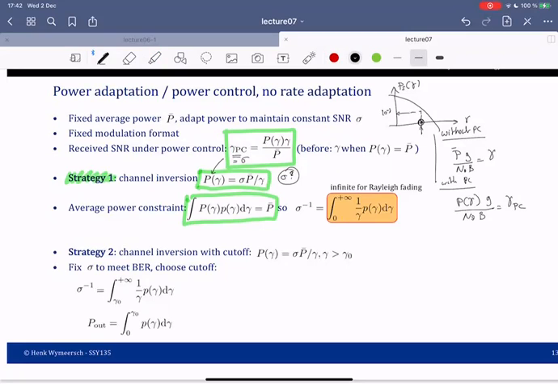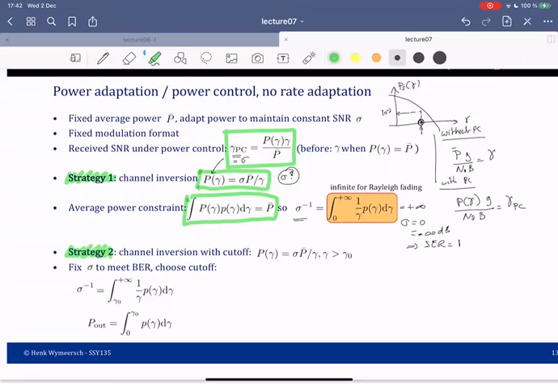And then it turns out that sigma has this expression. So the inverse of sigma is the integral of this thing. And now this is problematic because if you solve this, for instance, for Rayleigh fading, this is actually plus infinity, right? Which means that sigma is equal to 0, which is minus infinity dB, which means that the only symbol error rate I can support is, well, basically 1. I cannot support any communication.